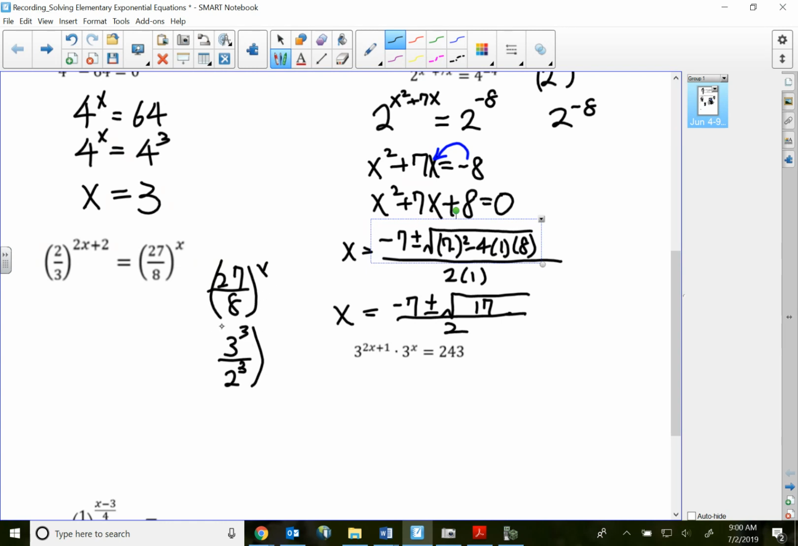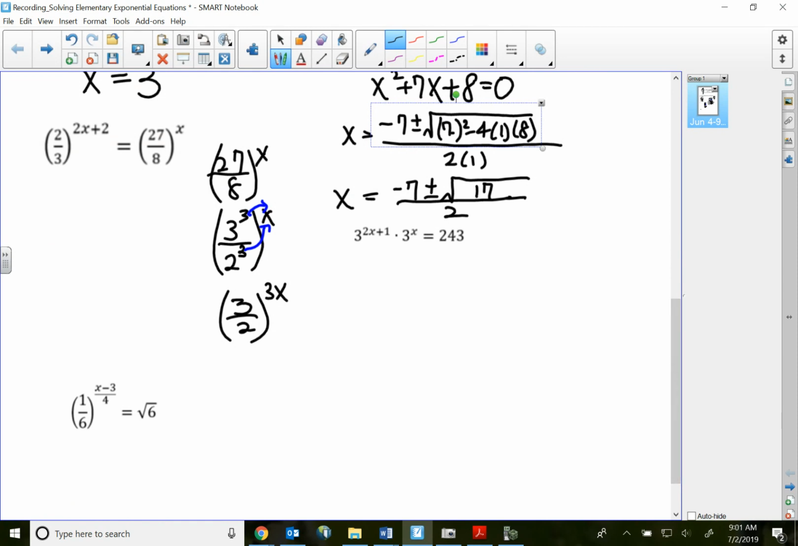If I'm thinking about the power rule backwards, the power rule normally tells me to multiply my exponents. So backwards, it's almost like before you multiply. Let's push this exponent 3 to the outside of it. That can actually give me 3 over 2 to the 3x power. It does kind of make sense.